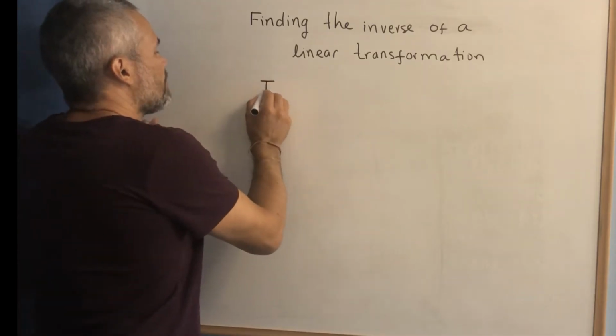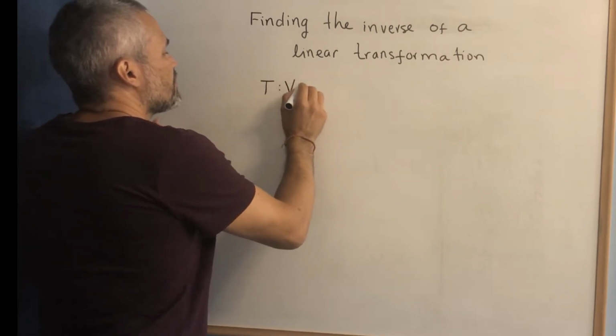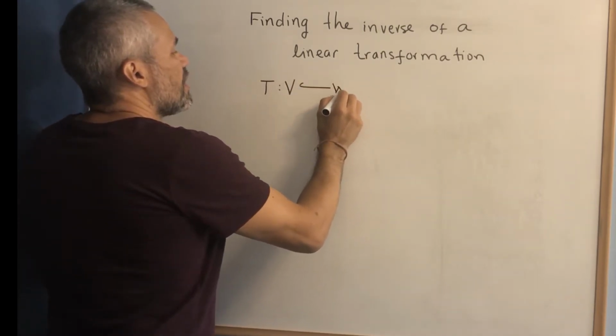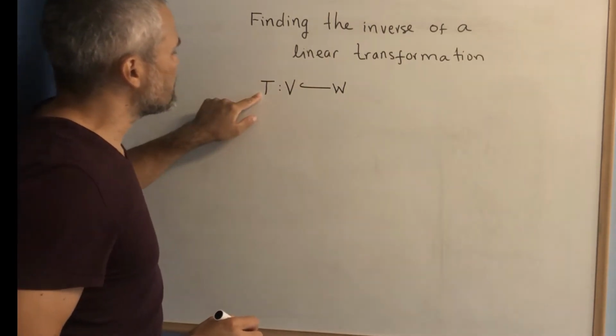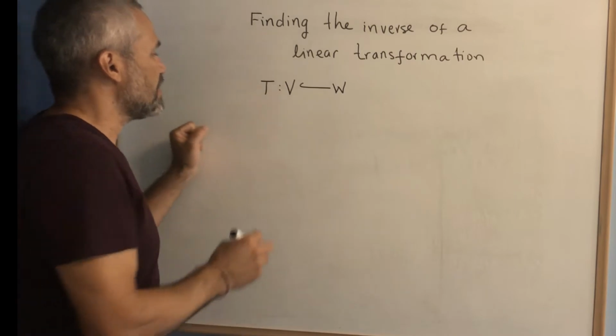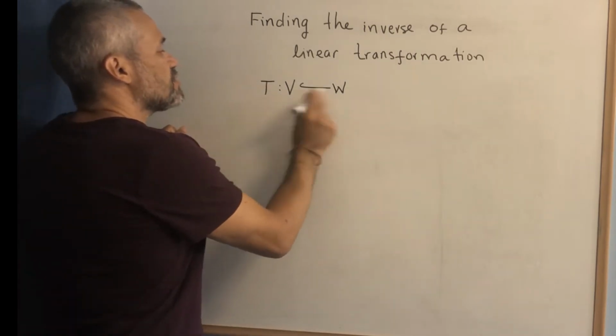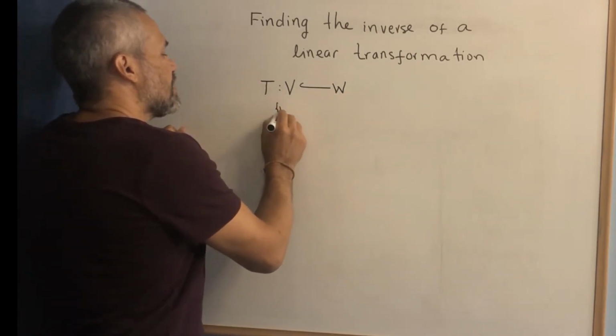Let's assume that we have a linear transformation from a vector space V into a vector space W. Let's suppose that this transformation is injective and surjective. Then in particular, the dimension of these two vector spaces must be the same.